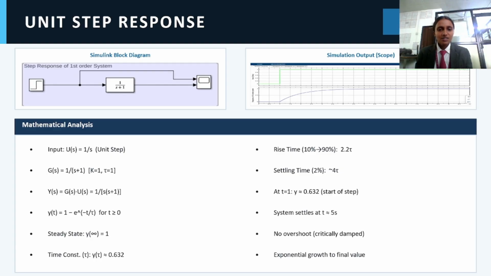At time equal to tau, the output reaches about 63.2% of its final value. The system shows no overshoot and settles smoothly within about 5 times tau. This indicates that the system is stable and provides a smooth response.